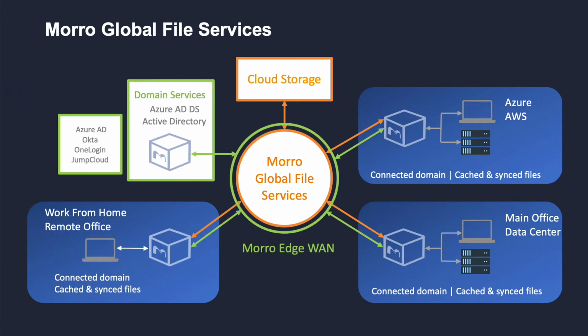The green ring represents Morro Global WAN Services, which shows the flow of all other corporate data going through the Morro Edge WAN to the appropriate office or cloud service. All other data, such as web access or Office 365, is routed to the site LAN's router and does not go through the Morro Edge WAN.